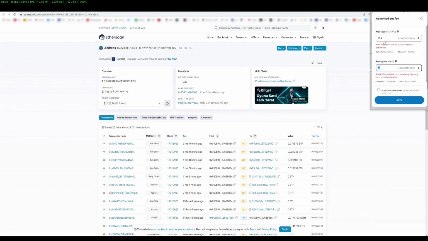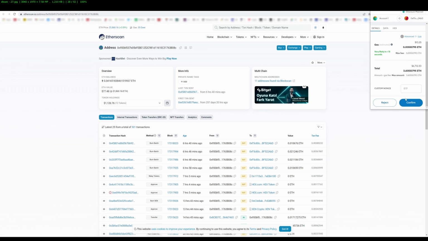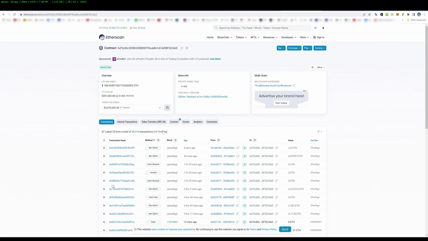If you set it to a reasonable amount, fine, but if you set it to free GWEI, no one is going to pick your transaction. So be reasonable. You set here the amount for GWEI and confirm the transaction. The transaction goes, and if you check on the DBXen contract, it will be among the pending transactions. Here it is.